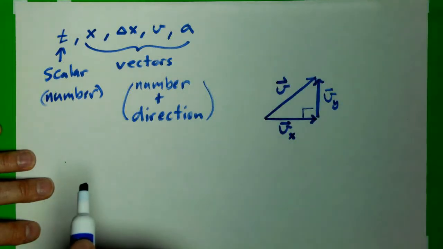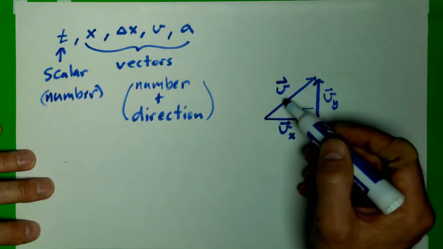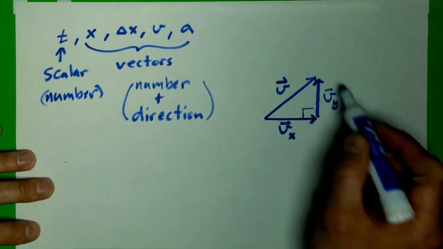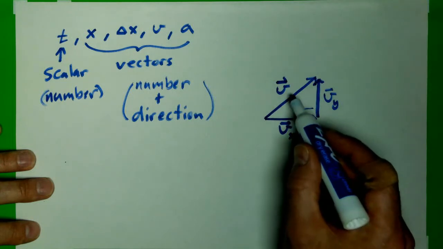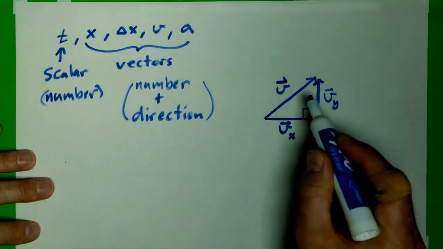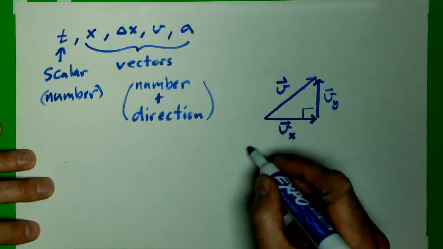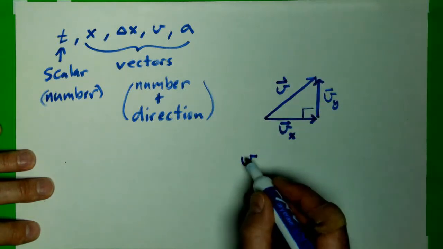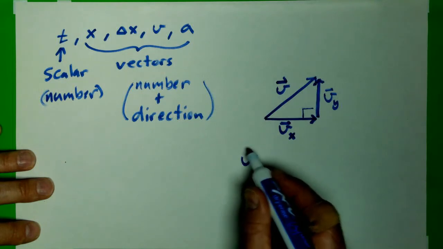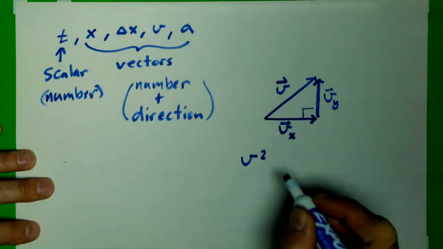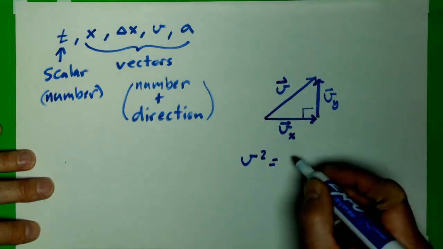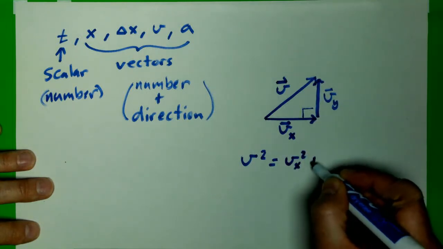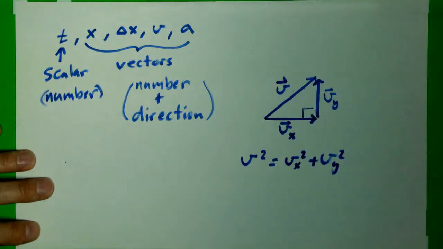Now the question is, how big is this one? If this is 1 and this is 1, is this 2? Well, we can see graphically that that's not the case. What we have to do is add up the squares, because this forms a right triangle, and we know that for a right triangle, and I'm just talking about size now, so no vector sign, the size squared of the hypotenuse is equal to the sum of the squares of the other sides. So we have V squared equals Vx squared plus Vy squared.